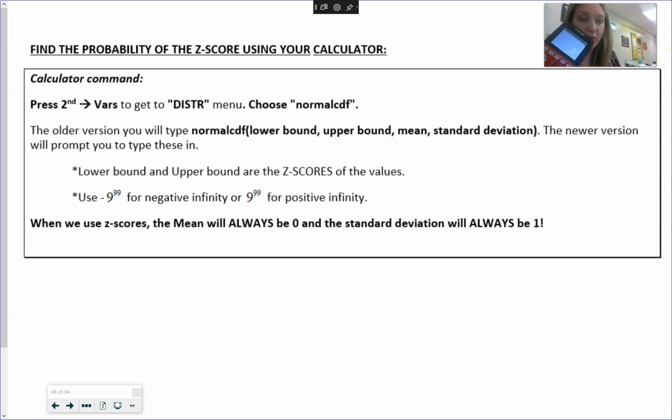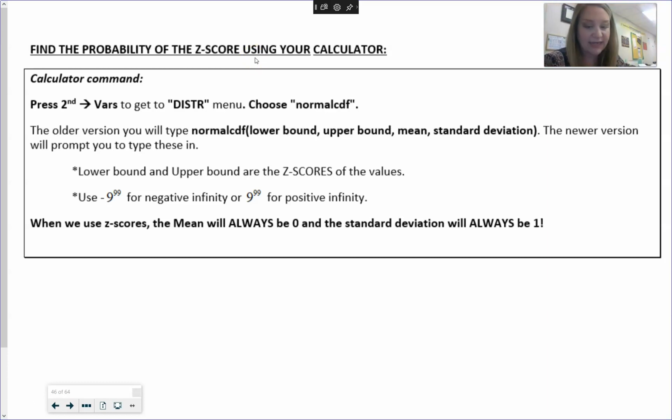Whether you have a new one or an old one, we're all going to do second, vars. Everyone's buttons are the same. The second key is the blue button in the upper corner. Vars is next to the clear button right here. You get the same menu, whether you have a new one or an older one. From here, we also all do the same thing: we go to option number 2, which is the normal CDF, not the normal PDF. We don't want that one. So option number 2, we push enter.